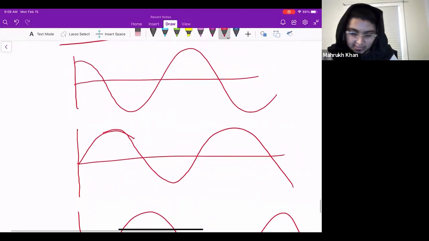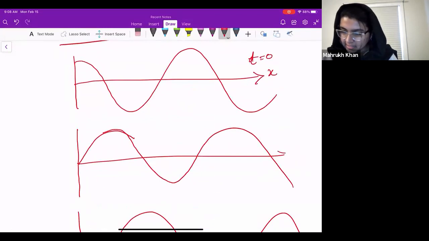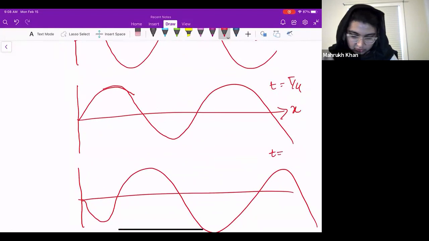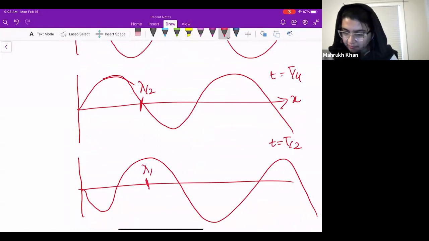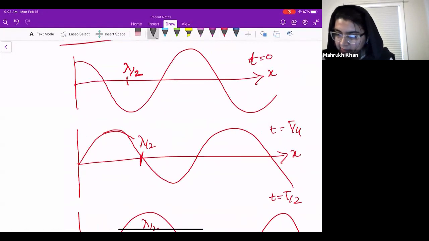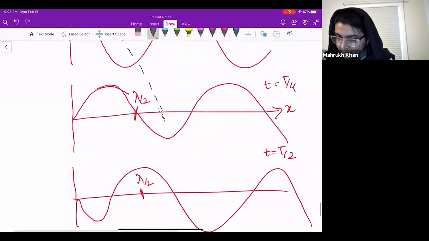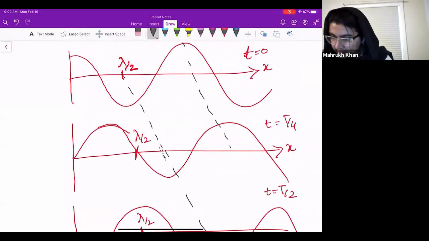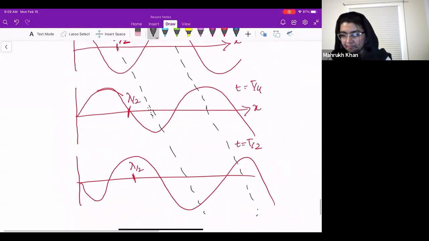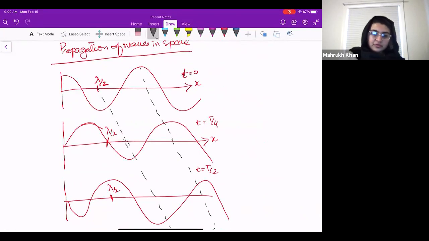So you are seeing that if this is t equals zero, x(t) is equal to T by four, and this is t equals T by two, and this is pi lambda by two, and this is lambda by two, and this is lambda by two. So you are seeing the same thing here and the same thing here, if you are just following the same point. Similarly, if you follow this same point, you can see it's moving like this. So it's like just picking one point and seeing where this point is moving with time.